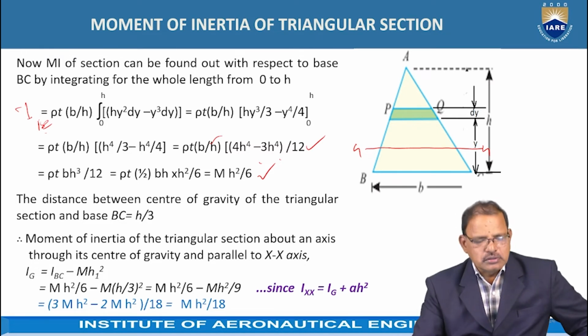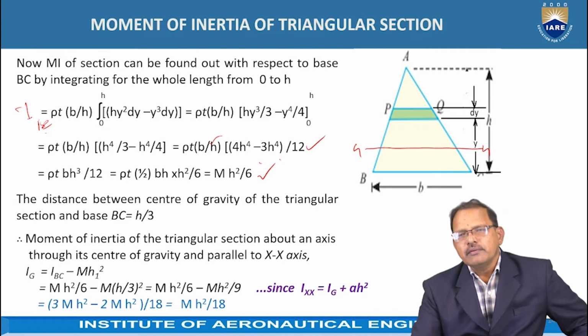Ig is equal to IBC minus M h1 square, where IBC we already determined is equal to M h square by 6, minus half M, with h1 equal to h by 3 whole square. From this relation we get M h square by 6 minus half M h square by 9, which is equal to 3 M h square minus 2 M h square divided by 18, which is equal to M h square by 18.